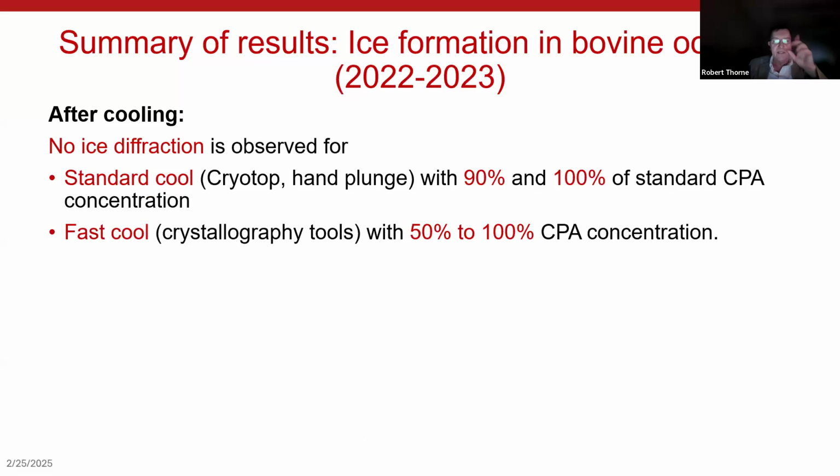Okay, to summarize these results, and I'm almost done, these are from our studies we did in 2022 and 2023 on oocytes. We don't see any ice diffraction after cooling in standard cooled samples that have 90 and 100% of the standard CPA concentration. If we fast cool, we see no ice after cooling all the way down to 50%, half the full strength concentration.